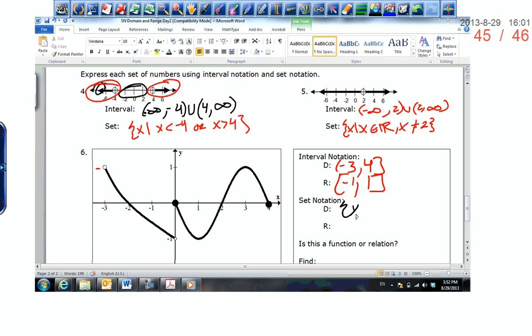Set of all x such that. Good. Set of all y such that, same thing.